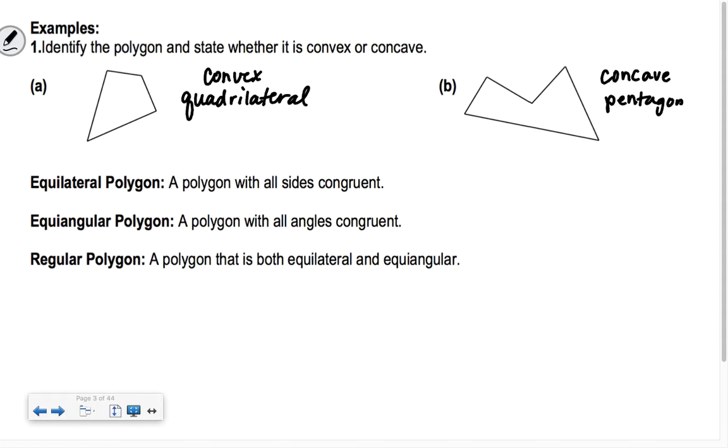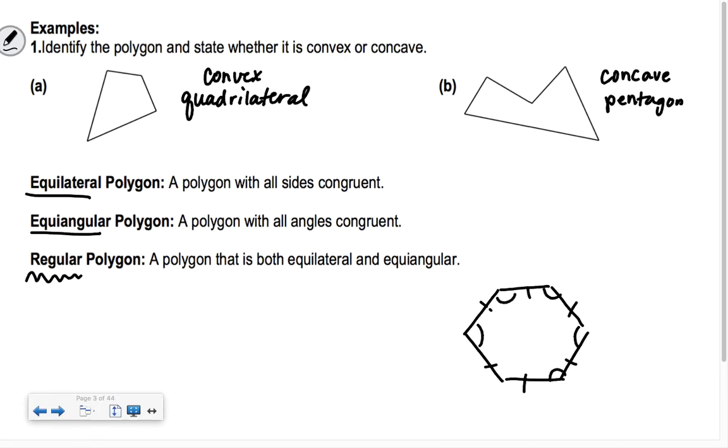An equilateral is exactly what you think. Equal sides. Lateral means side. So equal sides. A polygon with all sides congruent. And equal angular, equal angles. So a polygon with all angles congruent. A regular one is both equilateral and equal angular. So all sides and all angles are congruent. Okay, so if you hear a regular hexagon, it is going to be where all of the sides are the same and all of the angles are the same. That would be a regular hexagon. Does that make sense? Okay.